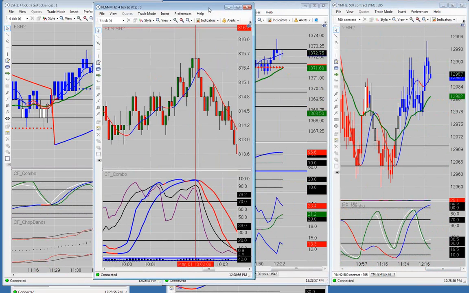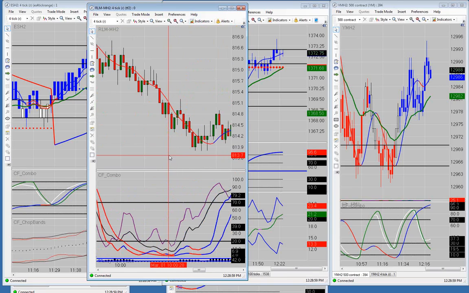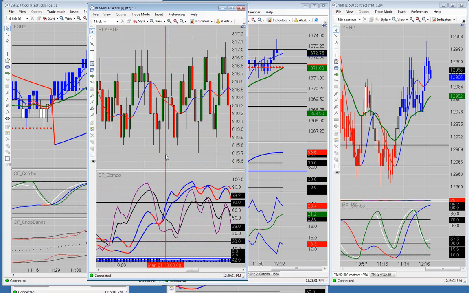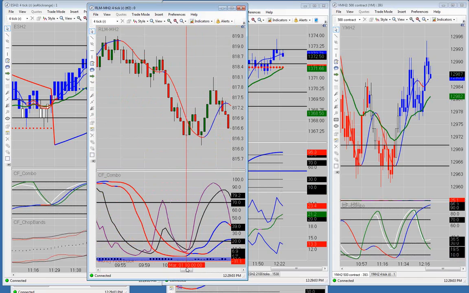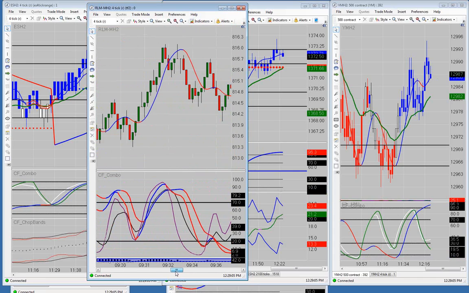I'll bring the Russell over, and I know my combo looks a little different than it normally does. If I can, I'll point out trades that I took. I think I went long right here. And I lost 6 ticks, I think.